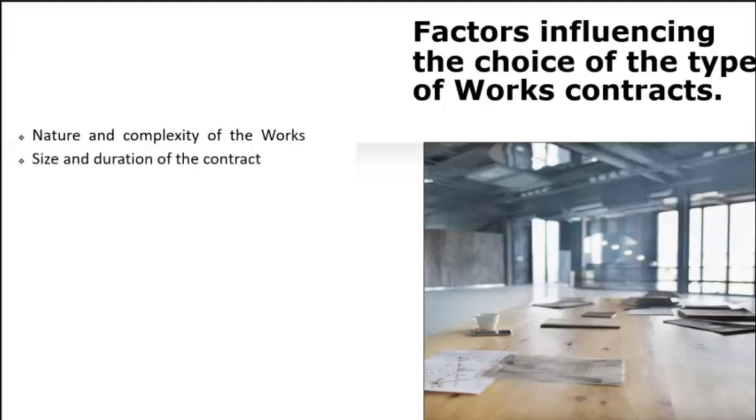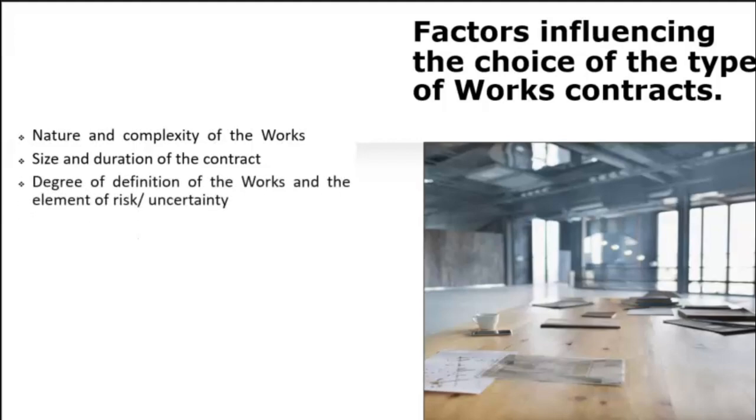Number two, the size and duration of the contract. If the contract is a small job or a major contract, it will affect the type of contract that will be selected. The degree of definition of the work and the element of risk or uncertainty that is involved. Is it an underground type of construction or above ground construction? That will determine the type of contract that will be selected.